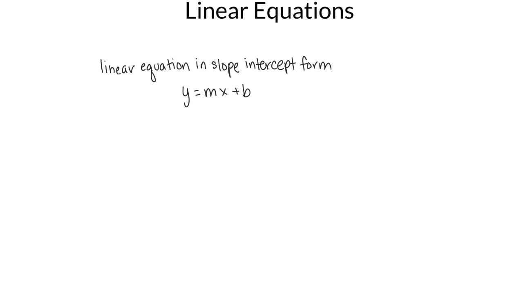y = mx + b is a linear equation in slope-intercept form. m represents the slope of the line, which is a measurement of how quickly a line rises or falls when we look at the line from left to right. And b represents the y-coordinate of the y-intercept. Let's draw a picture.